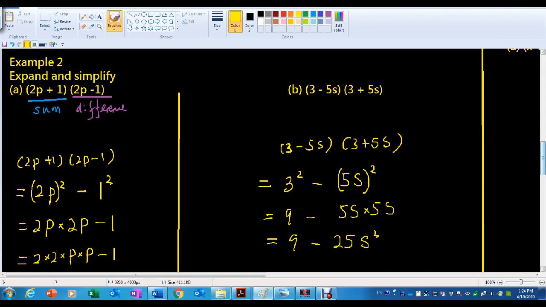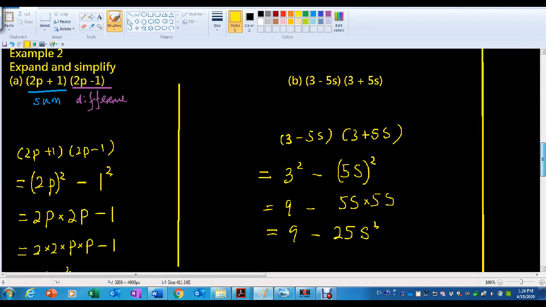So that's our second example. Make sure you understand this. Alright?